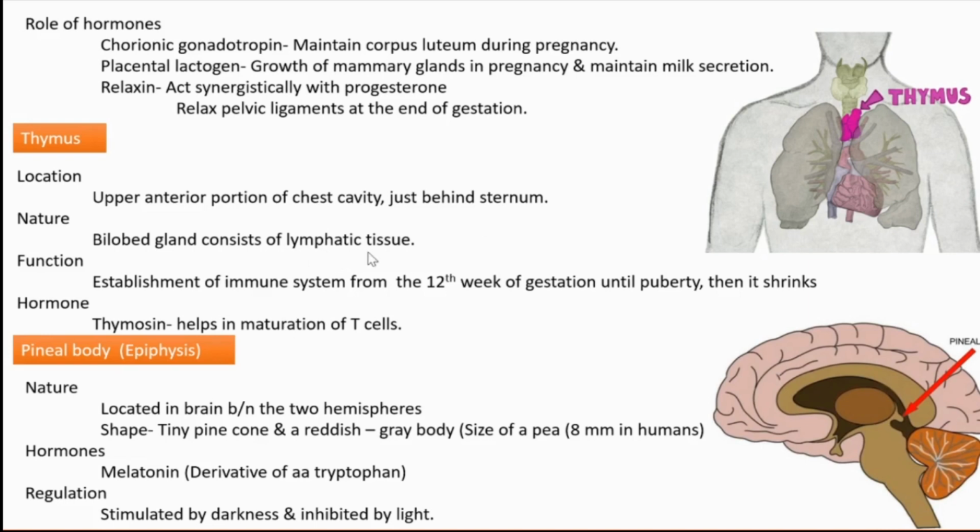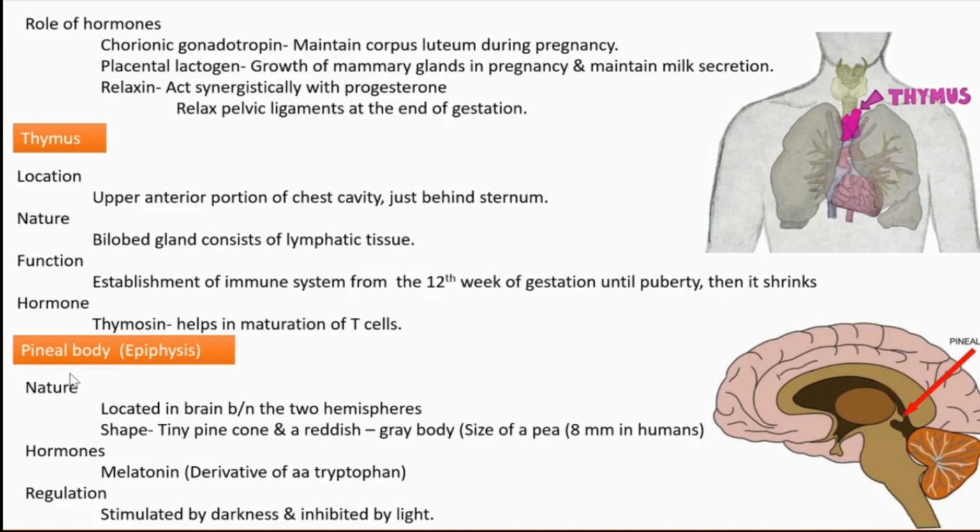It consists of lymphatic tissue. What is its function? To establish the immune system. That's important. From the 12th week of gestation, it is more active in a small baby, until that baby reaches puberty. After attaining puberty, the thymus gland will shrink and diminish. Hormone secreted by thymus is thymosin. What's the role of this thymosin hormone? Helps in maturation of T cells. T cells are concerned with cell-mediated immunity.